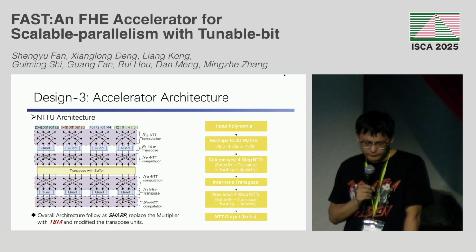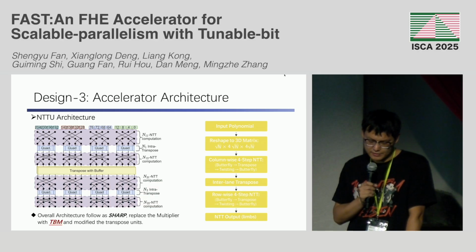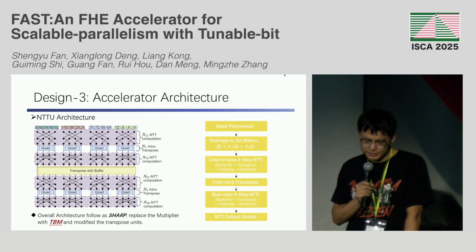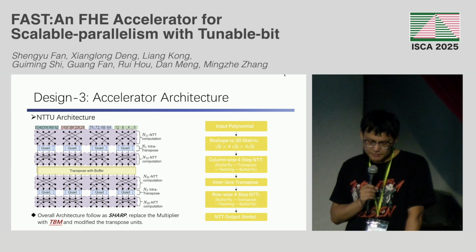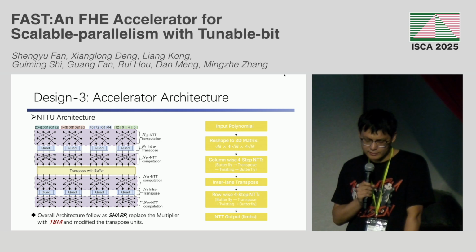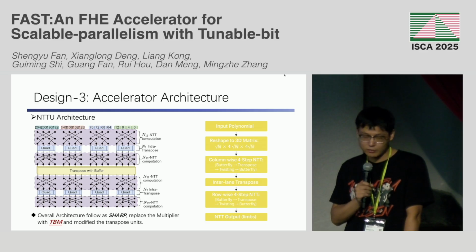Unlike SHARP, FAST replaces the traditional multiplier in the NTTU with our custom-designed TBM modules. This modification brings some major benefits. When executing 36-bit precision NTT operations required by the hybrid key switching algorithm, the TBM enables higher parallelism. As a result, the overall NTT parallelism increased from 256 to 512 lanes, boosting the throughput of the NTT operation.